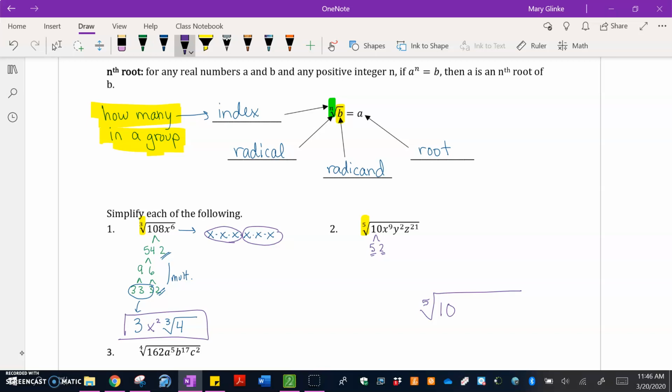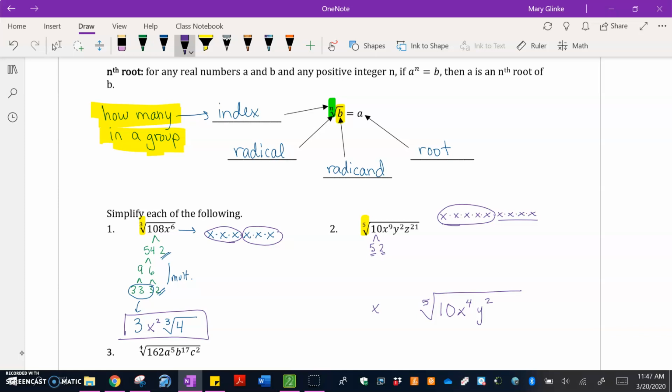So for your x's, I have 9 x's and I am looking for groups of 5. I'm going to be able to take out one group of x's. Again, if you want to visualize this, you can always draw it out. It ends up taking quite a while though, especially with more than one variable. We have a group of 5 x's here we are bringing out, and I have 4 x's left behind. So inside here is x to the 4th. It's how many are left over. On the outside is how many groups there were. For my y's, I have 2 y's inside, which means I didn't have any groups of 5. There's not enough to make a group.